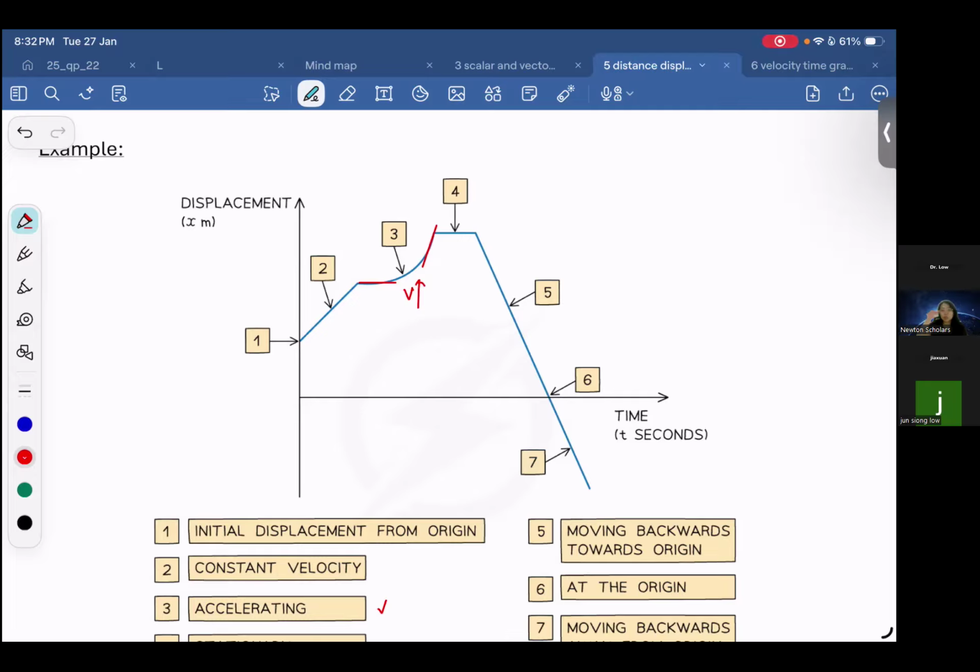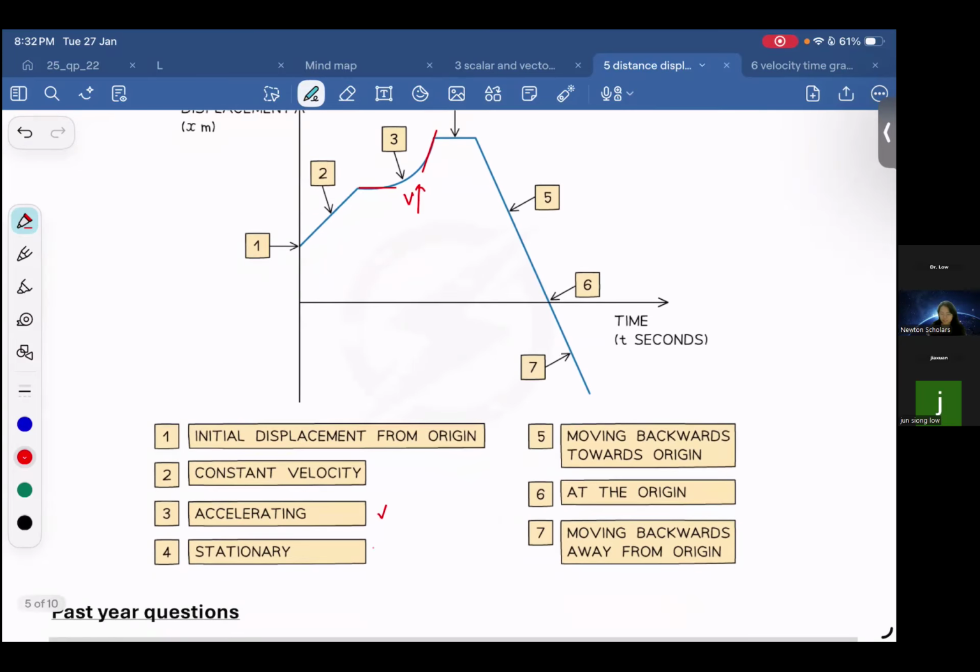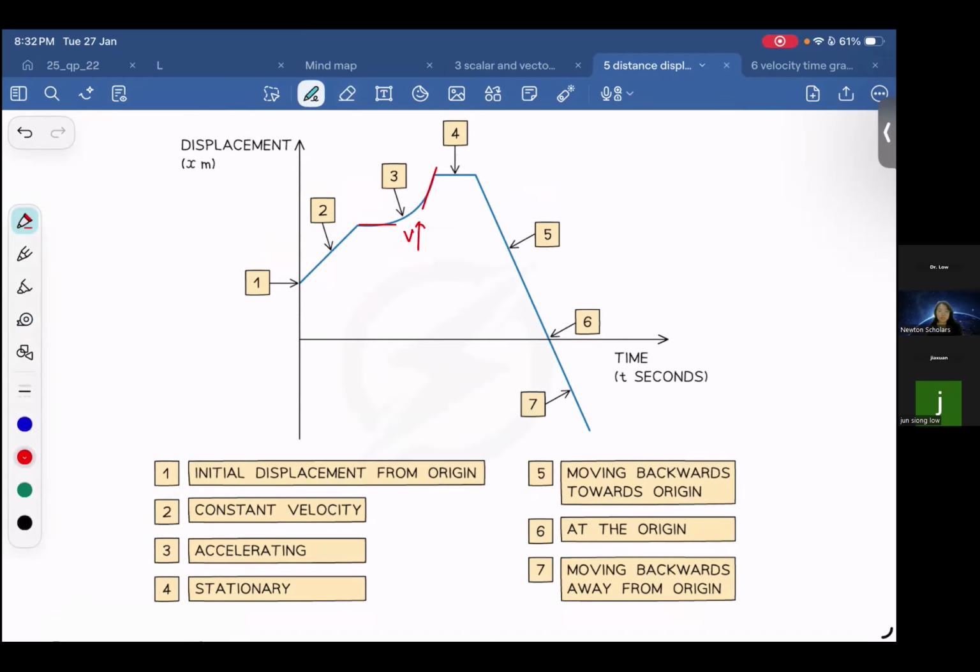Okay, section 4 is horizontal. Any gradient? No gradient. No gradient, no velocity. So that means number 4, the object is at rest. Okay, until here, is that clear? Until here, is that clear? Okay, Jiaxuan, okay? Yes, okay. Here, look at this.